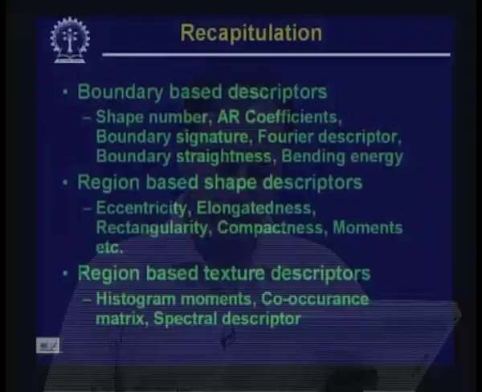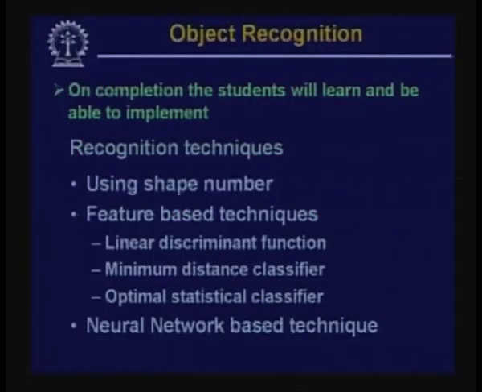So, in today's lecture, we will talk about this object recognition problem. First we will talk about the recognition technique using the shape number which is obtained from the boundary of the object. Then we will talk about some feature based techniques for object recognition. Under that we will talk about the linear discriminant function, the minimum distance classifier, and the optimal statistical classifier.